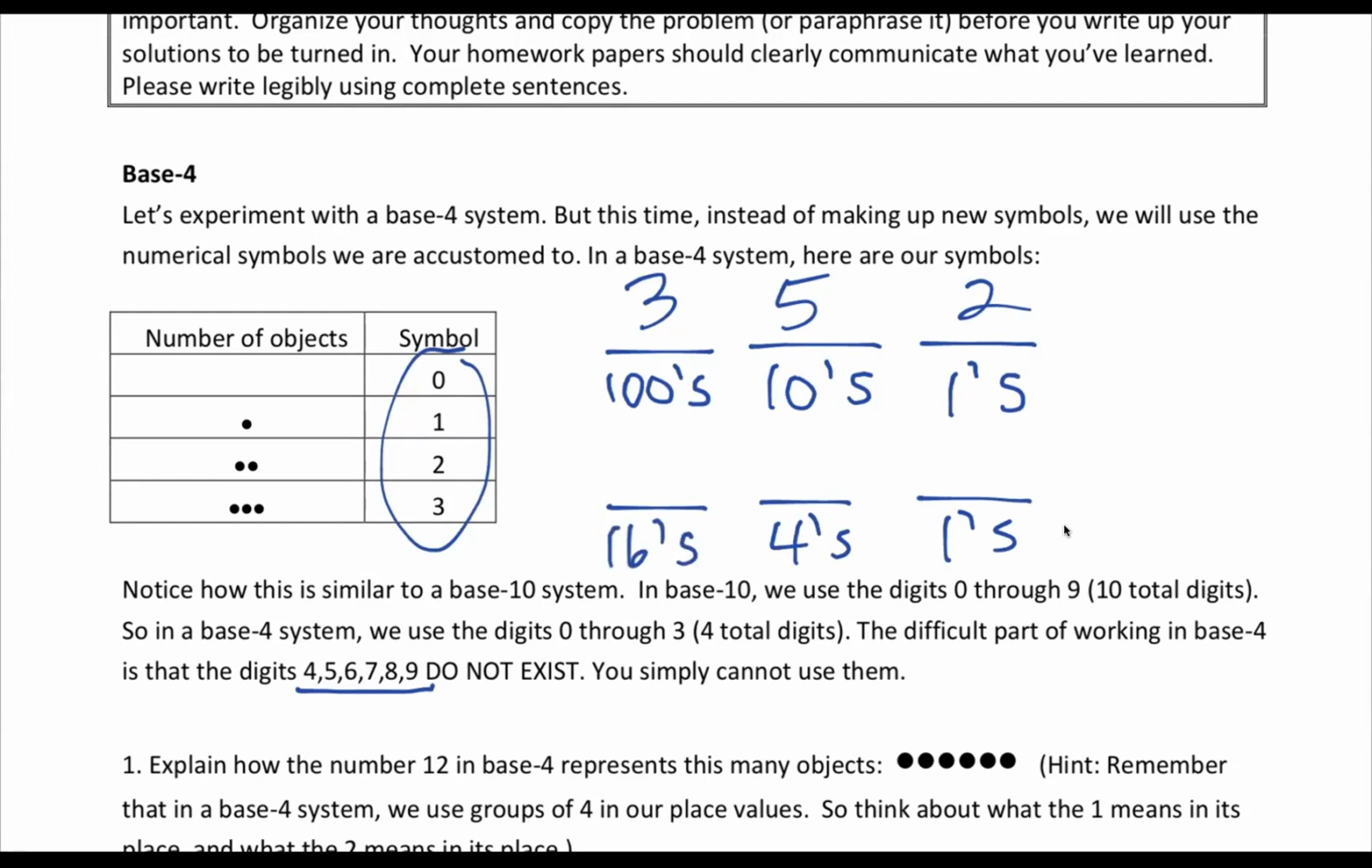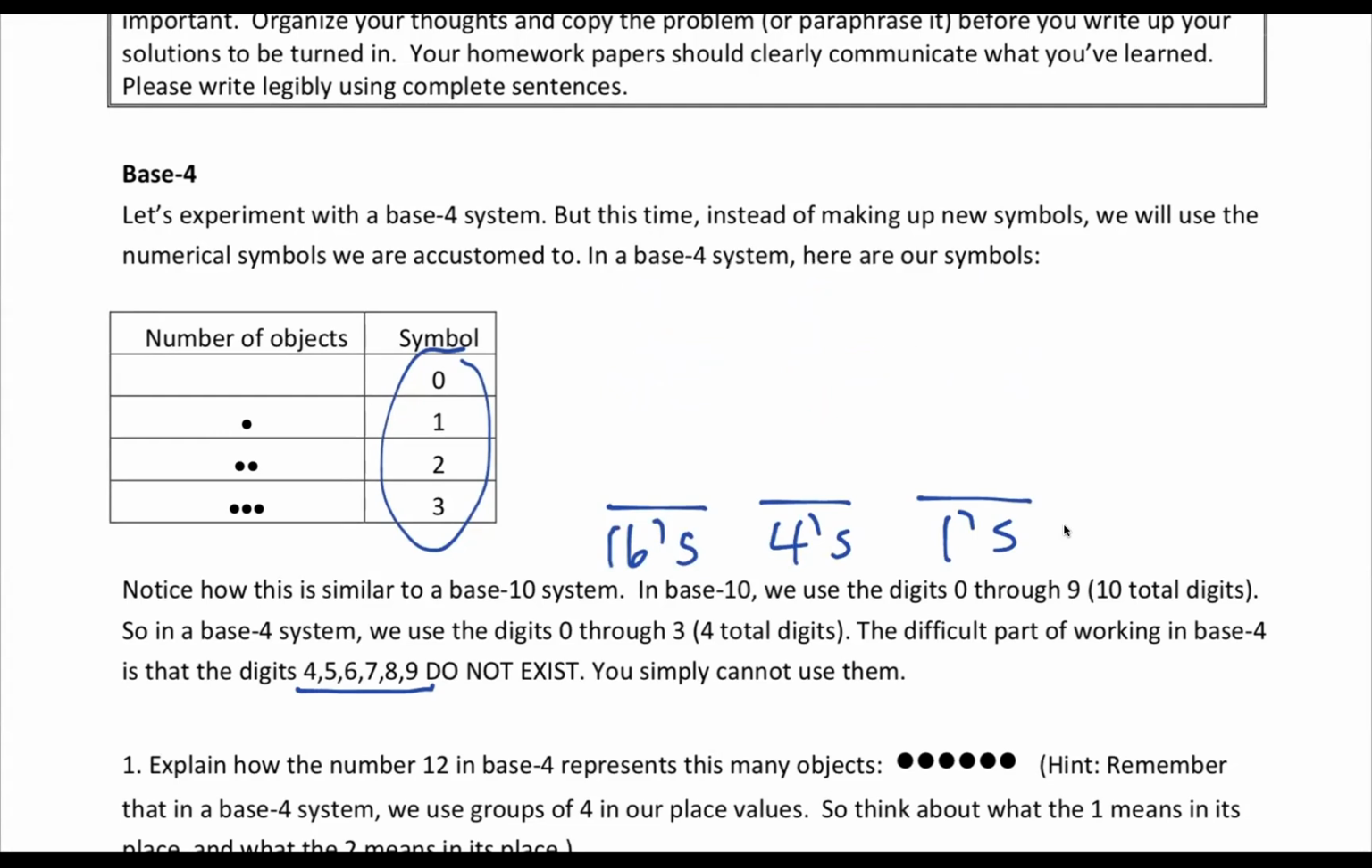Okay. Now, when you're doing these problems, then it's nice to have the picture of the number of objects and then fill in the place values. How many of each of those do you have? So let's erase base 10 because we're not doing that. And we're just going to do base 4. Let's do an example. What if we have this many objects?